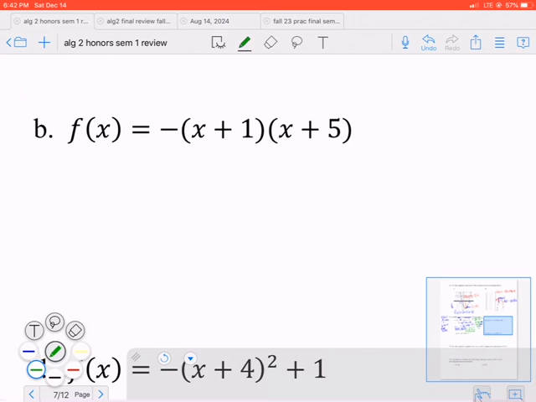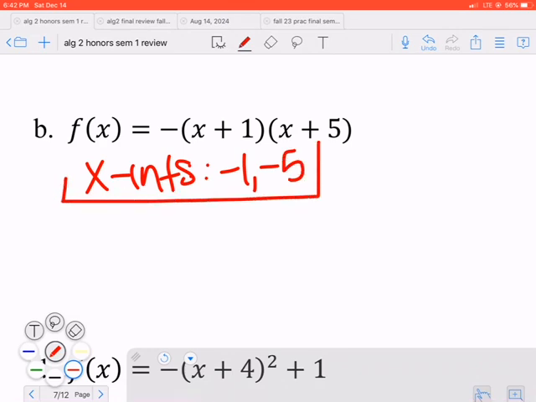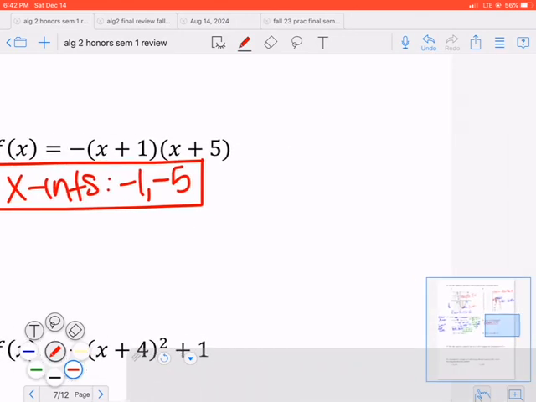Second one, it's telling me the x-intercepts right now because it's in vertex form. X-intercepts are negative 1 and negative 5. Did I say vertex form? I meant it's in factored form. So how do we find the vertex? I'm going to multiply it out so it's in standard form.